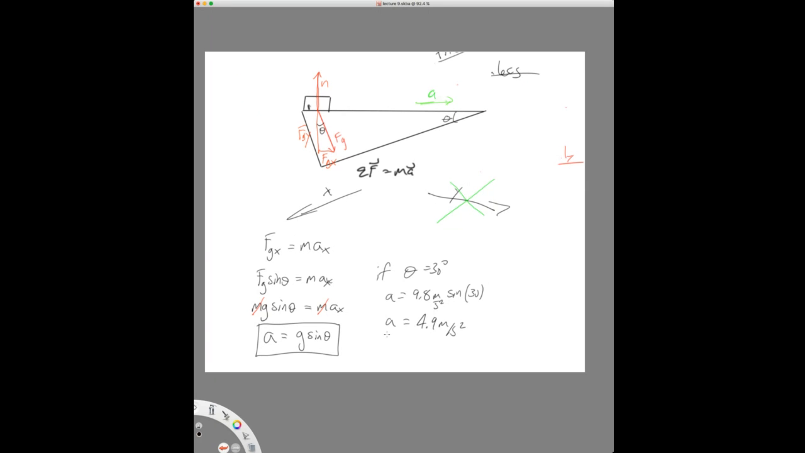All right. Any questions about the easy way? Because anytime we're doing a problem and we see a ramp, we want to do the easy way, not the hard way. Ziad.